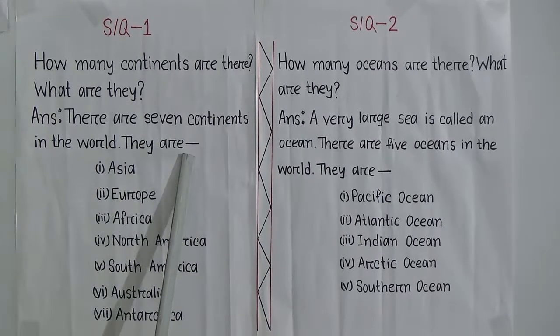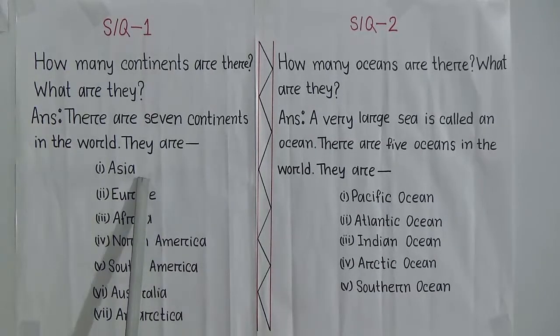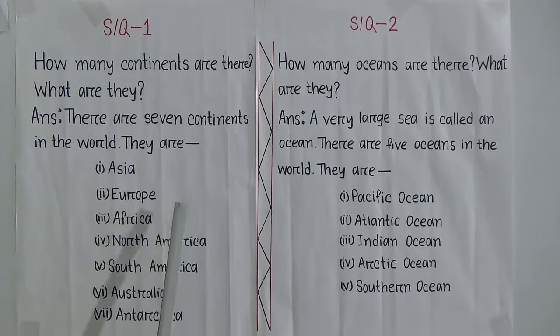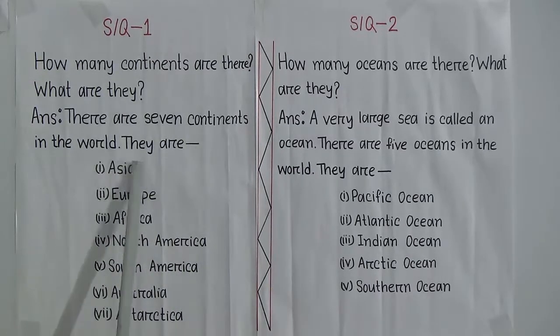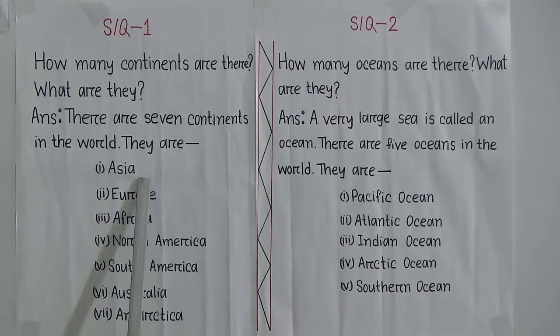They are, now you will write the names. They are Asia, Europe, Africa, North America, South America, Australia, Antarctica. Say with me one more time that there are 7 continents in the world. They are Asia, Europe, Africa, North America, South America, Australia, and last one Antarctica.